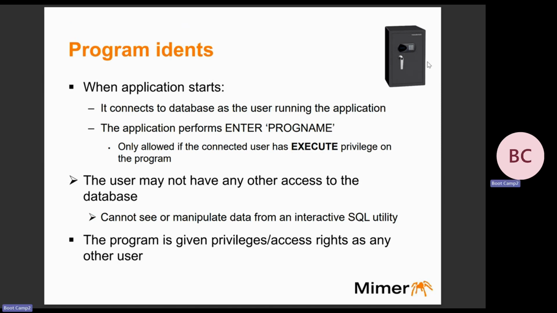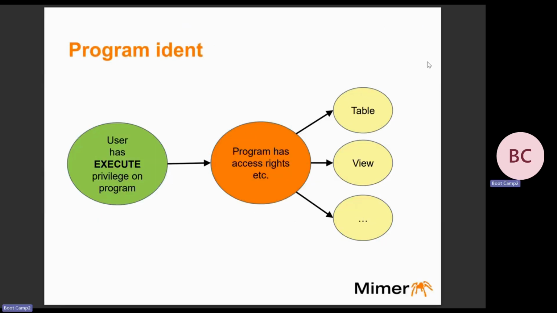Okay. So this is just a graphical depiction of this. So the program has the access rights and can do this. This user cannot do anything other than run the application. But if it's given select to something over there, maybe you can go into the interactive SQL utility and look at stuff. But maybe we don't want him to have delete access other than when he's running the program. Okay.